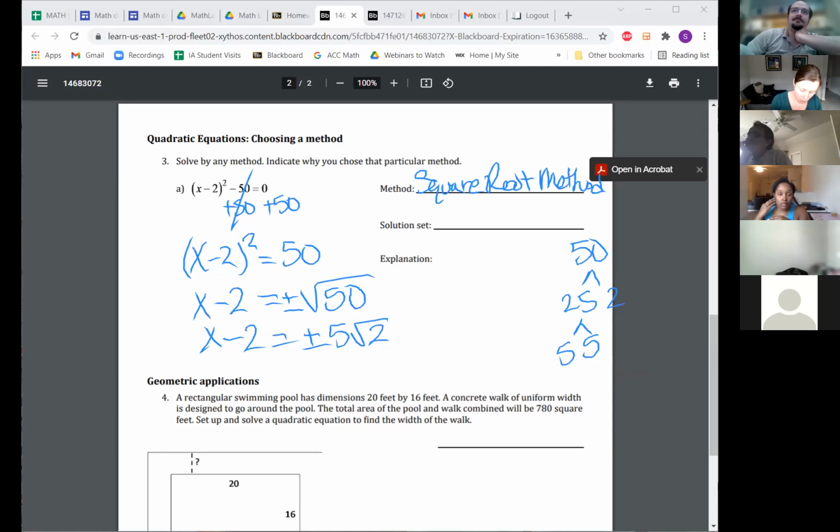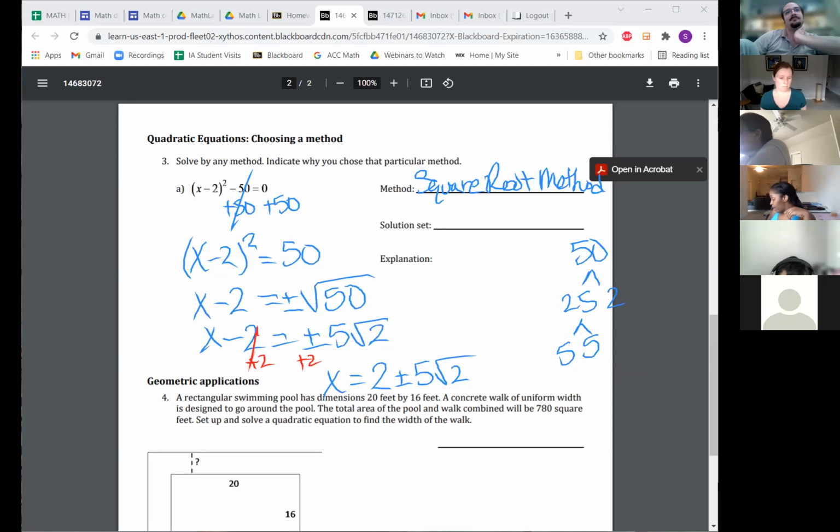Now you can add your 2 to both sides. This 2, to be specific. X equals 2 plus or minus 5 root 2. There you go. Okay. Any questions on that one before we look at number 4? We have 3 minutes left. I want to at least start number 4.